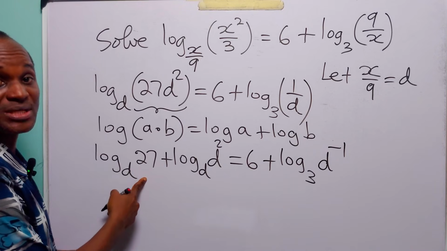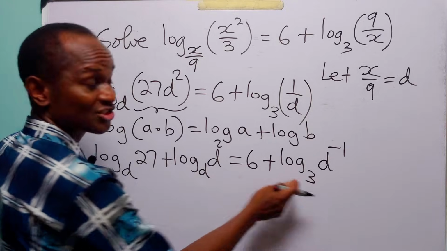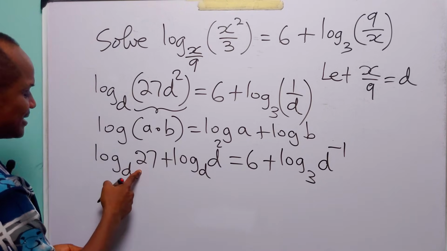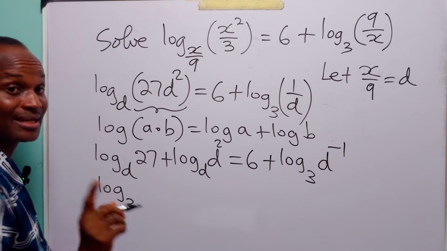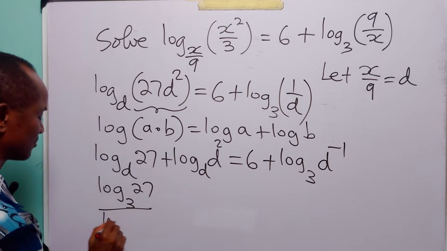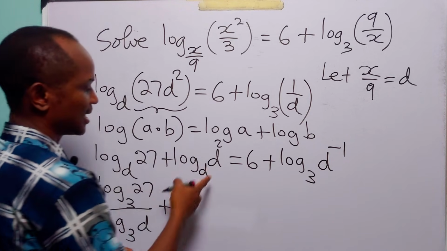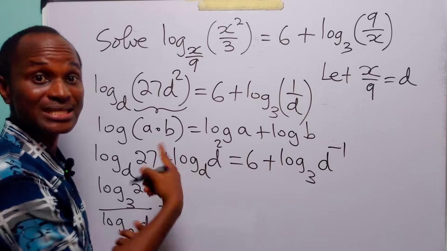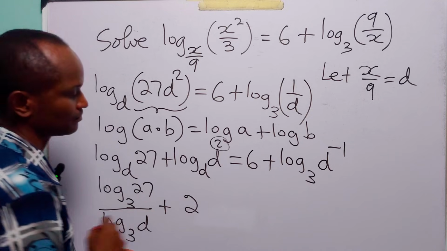Now, the next thing we are going to do is that we will change the base of this logarithm from base d to base 3 to match this term. And of course, to do that, we need to apply the change of base formula. So, applying the change of base formula to this term, we have log to base 3, the new base, of 27 divided by log to base 3 of the old base, which is d, plus, now here you know that log to base d of d to the power 2 is equal to 2. So this whole term is now equal to 2.